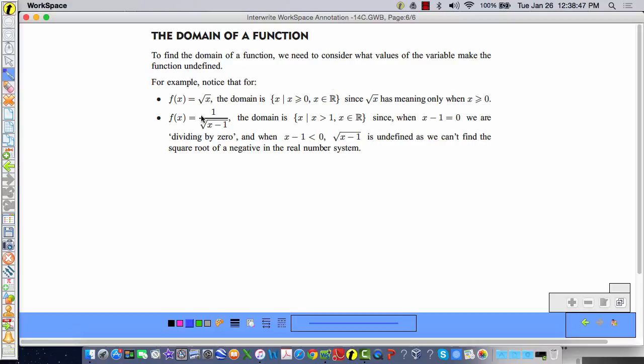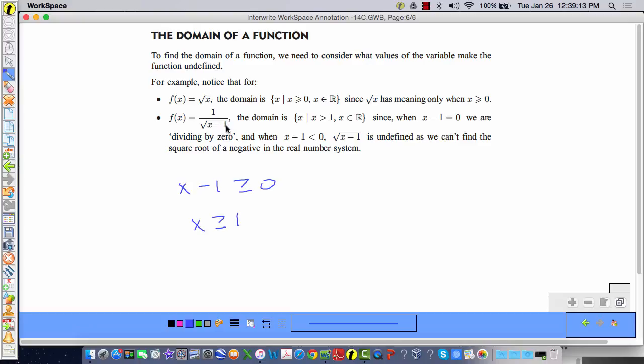Okay, so we have the same issue here, right? But what we would do is there's two issues that we have to consider. First of all, we have a square root. So x minus 1 must be greater than or equal to 0, right? Because this has to be positive. So x must be greater than or equal to 1. Okay.